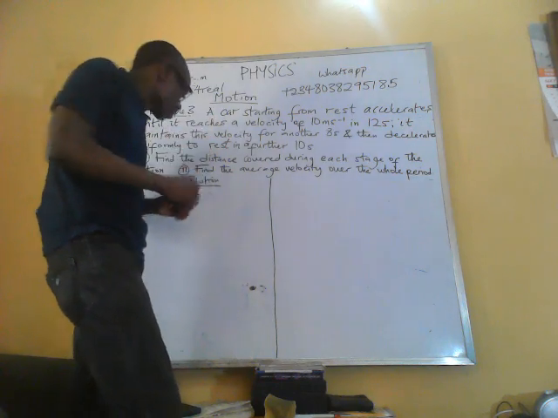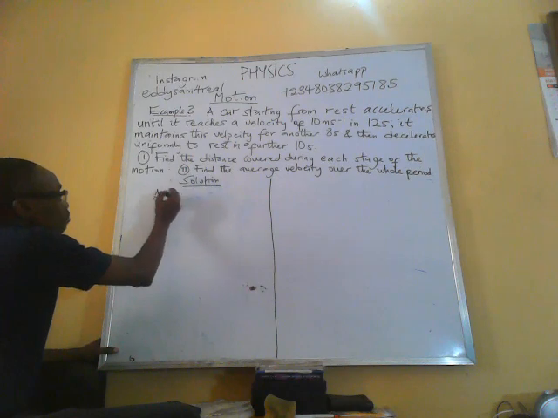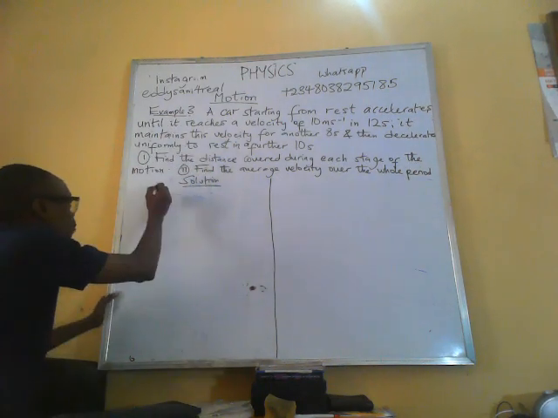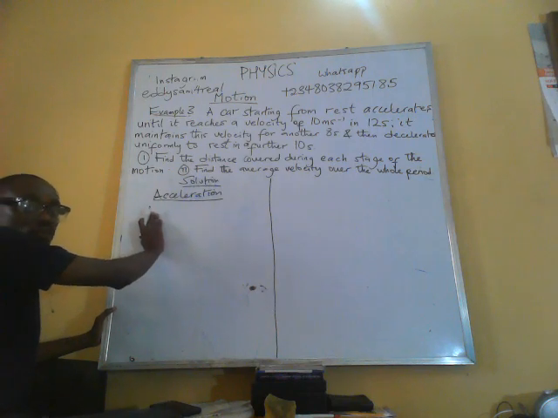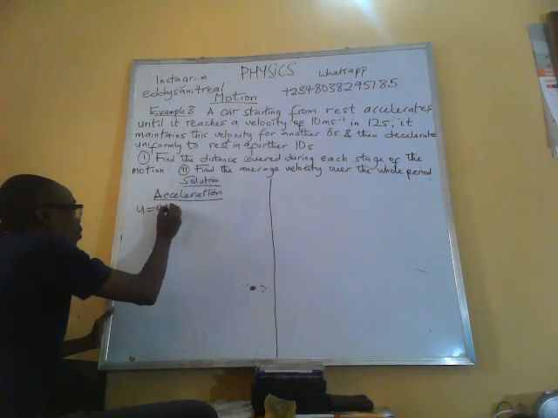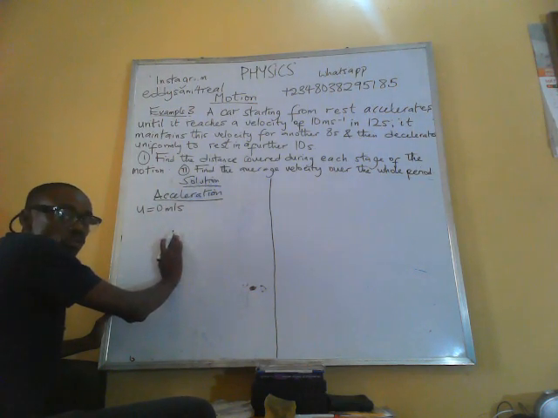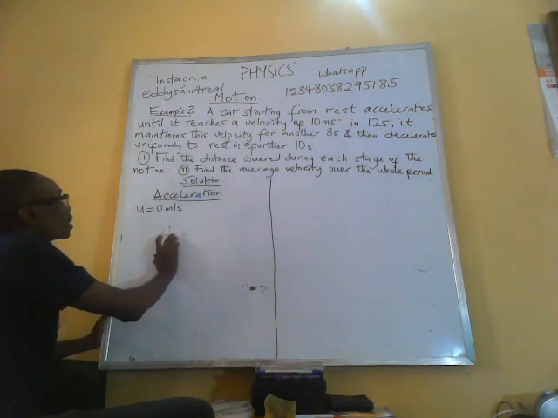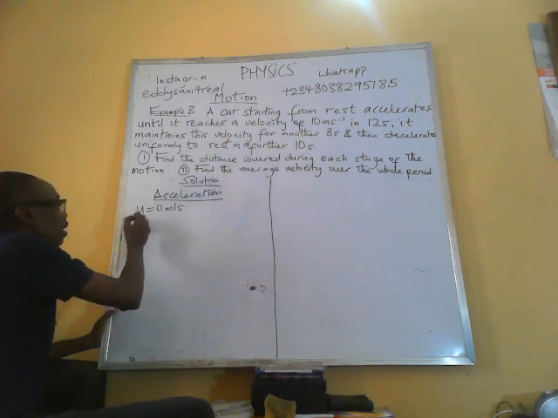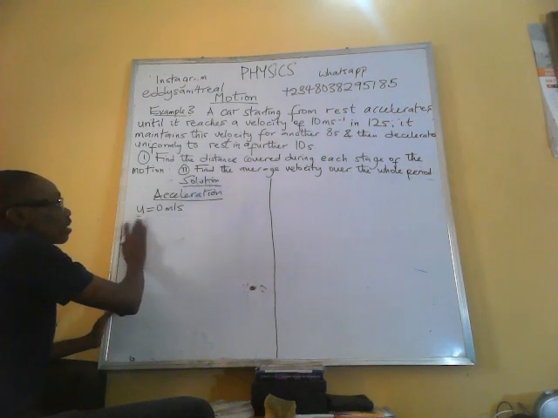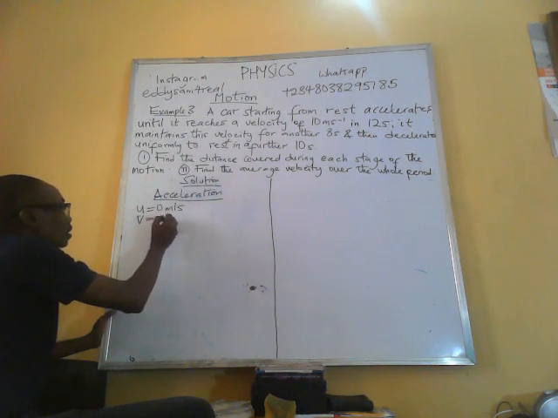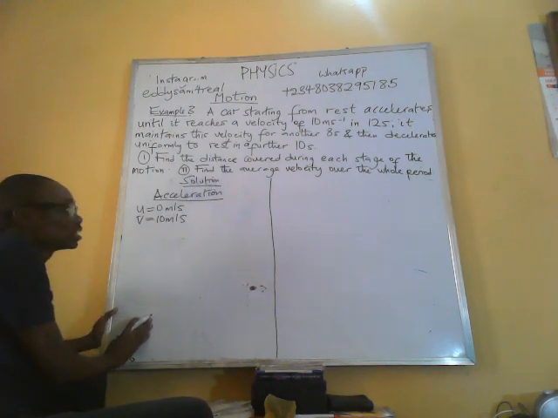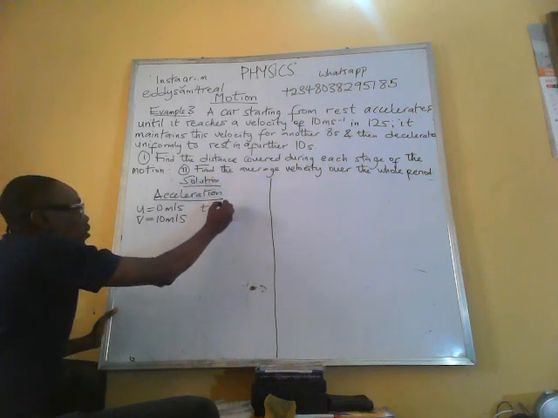Let me write this down, because the first stage of the journey is the acceleration part. For acceleration, the car started from rest, so the initial velocity u is 0 meters per second. It accelerates till it reaches a velocity of 10 meters per second; that is the final velocity v. The time it took to reach this velocity was 10 seconds.